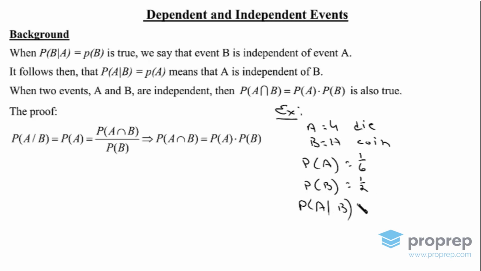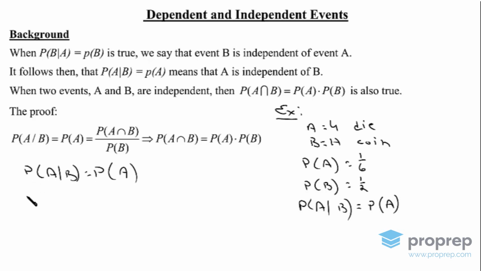Well, it really doesn't matter what result you had when you tossed a coin. The probability of getting any number on a die will be the same. So that means that the probability of A given B is equal to the probability of A. Okay? Now, this is true, as we said, when A and B are independent.